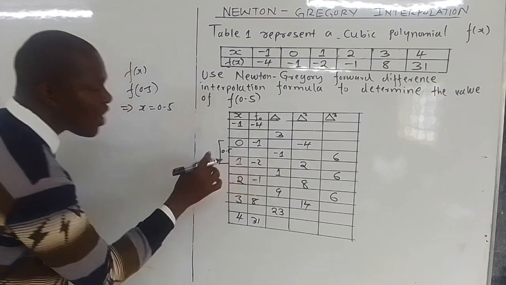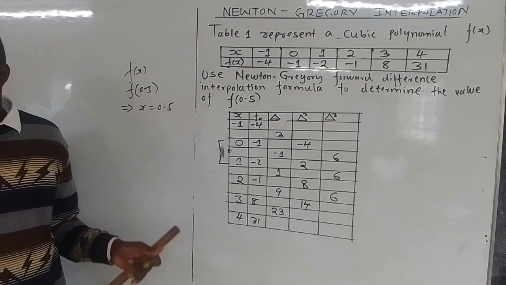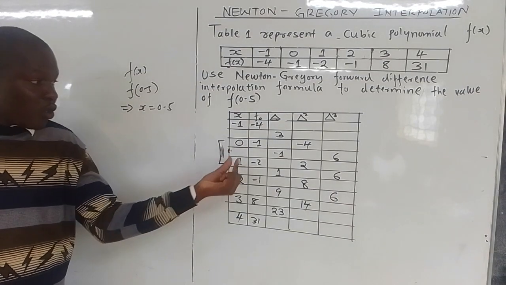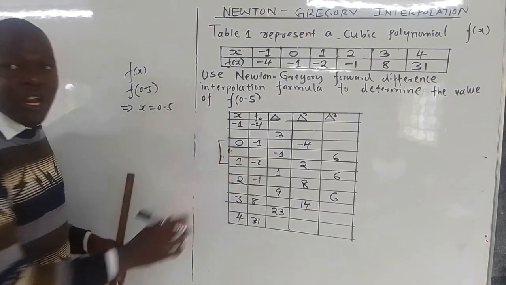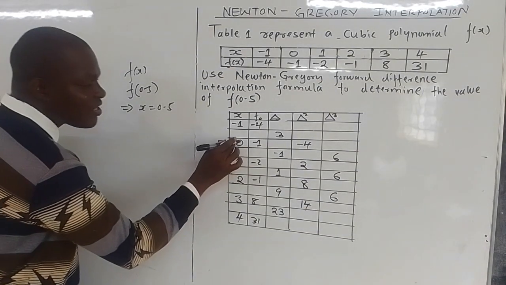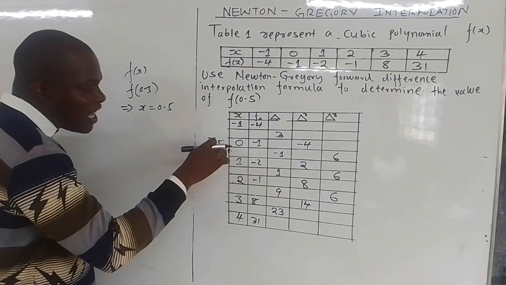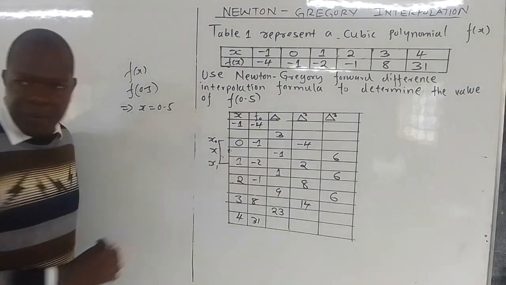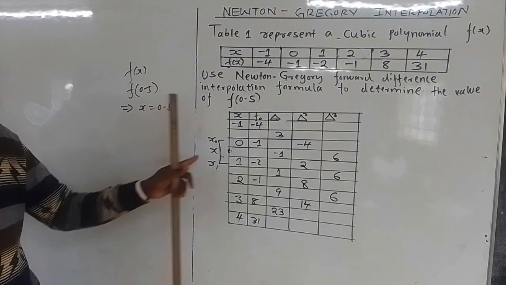It is between 0 and 1. It is an x value because it is f of x, meaning x is 0.5. X here is 0, x here 1, so it is between here. So if we just want to form an interpolation polynomial, we can say the value here is x0 and the value at the end here is x1, meaning the value in the middle we are looking at is x. Are you seeing that?